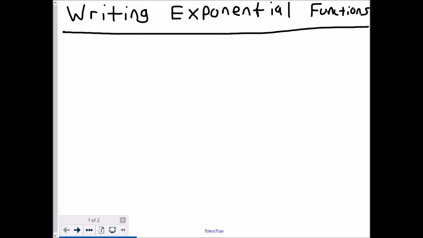Writing exponential functions. First of all, what is an exponential function? Let's go ahead and write the outline. Y equals P A^T.